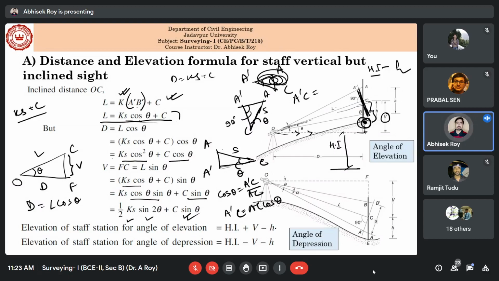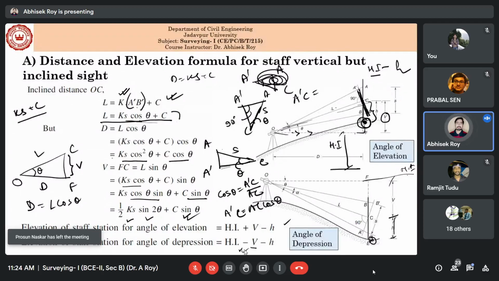So in this way we will calculate the height of the instrument. If instead of angle of elevation, angle of depression is there, the L, D and V calculation will be similar. Only in case of the RL calculation, instead of plus V, you have to deduct V, because you can see this is the height of the instrument you know. So from that, at first you have to deduct the V, then you have to deduct the H, then only you can get the RL of E. So at the time of angle of depression, you have to calculate by this. So that is the major difference in case of an inclined sight and in case of a normal horizontal sight. Okay.